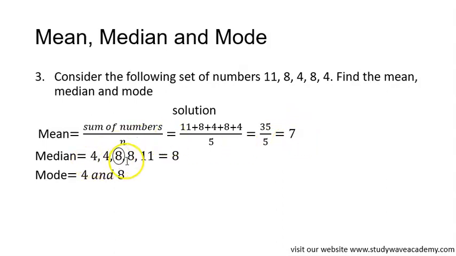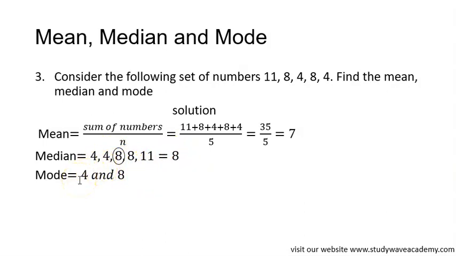Now to get the median, we do what? The first step is to arrange, right? In ascending order. The smallest number here is 4, 4, 8, 8, 11. So when you are done arranging, you pick the middle number. We have 1, 2, 3, 4, 5. 5 numbers here. So we have 1 number as the middle, 2 before this one, 2 after this one. So we have 8 as the middle. So our answer is 8.